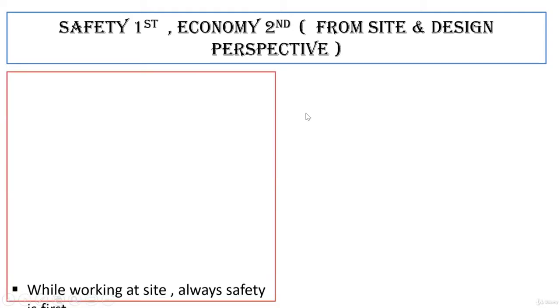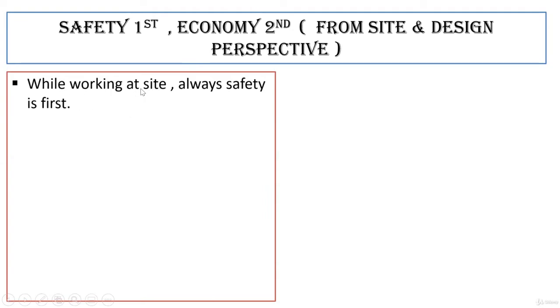At the end of the day, we human beings have to be alive in order to stay in that structure. If we are not alive, then what is the point in keeping the building? I mean, what is the point in saving the money? So this is always a slogan for civil engineers, or say for structural engineers. Always for us, safety is first and economy is second. So we'll try to see that.